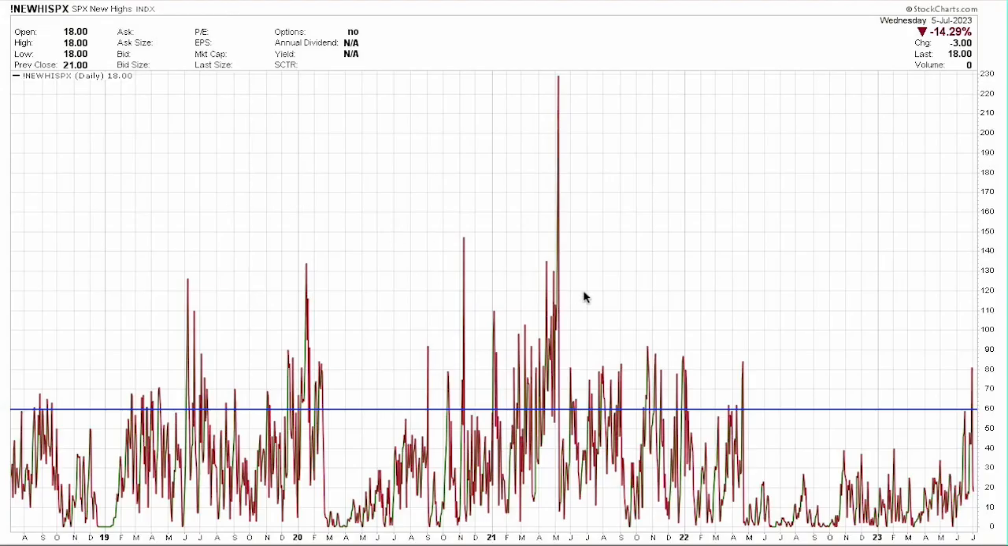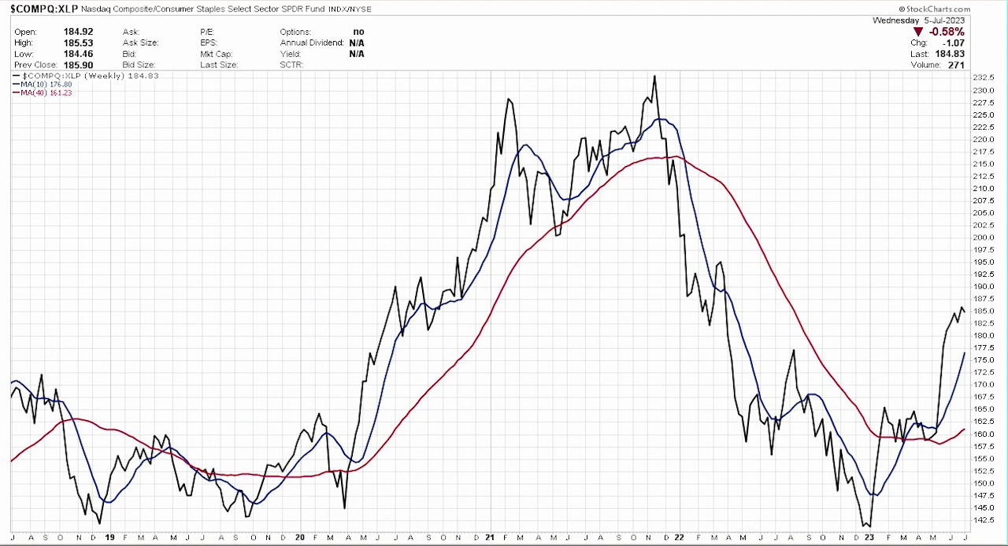Now, good news here. This is the new highs on the S&P. We finally broke above 60. And I have said for several months that we're really not going to see this market get going until we get over 60 new highs a day on the S&P. And it looks like we're getting it. So again, this confirms that we think the bottom is in and it's time to become more aggressive with your portfolio.